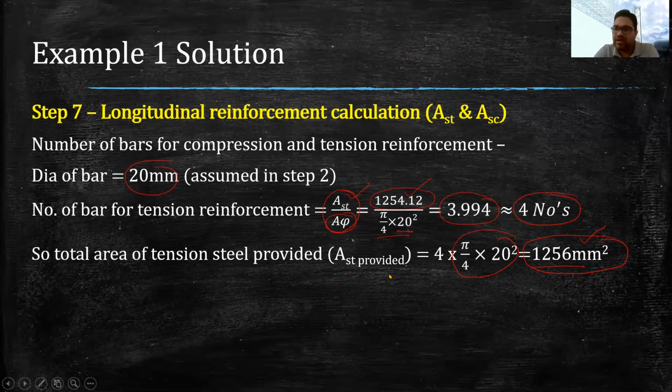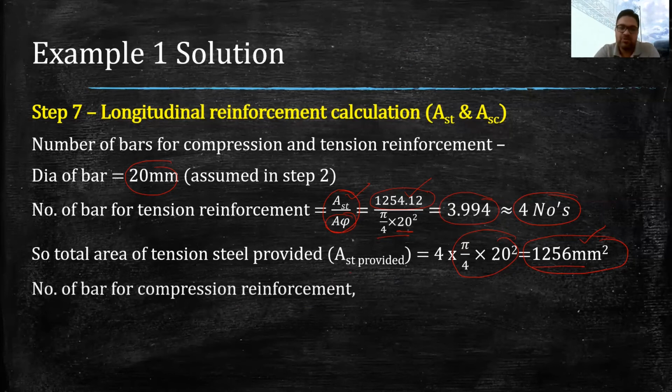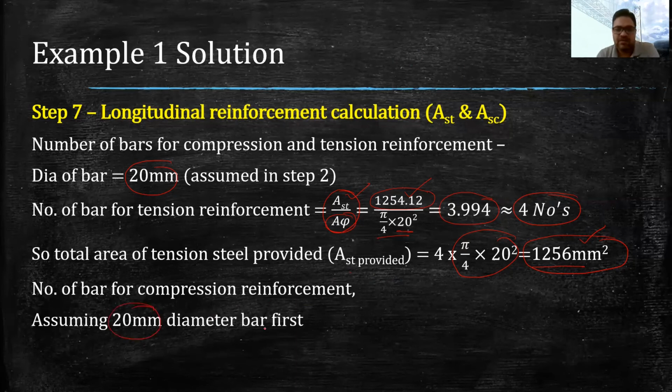Similarly, we will find out the number of bars for compression reinforcement. Till now we have not assumed the dia of bar for compression reinforcement. So this time we are assuming the dia of bar for the compression reinforcement. Again, we will assume the dia of bar as 20 mm in our first trial.